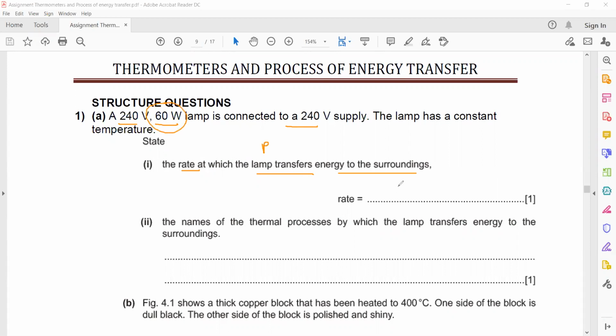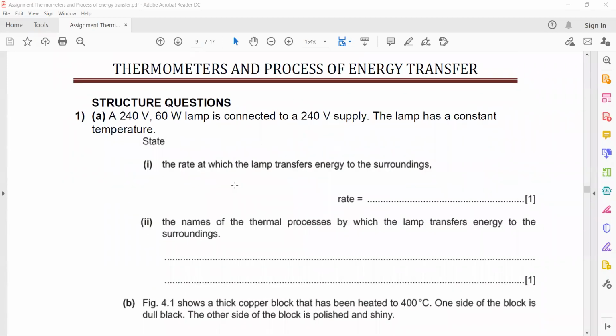So what is the answer? Simply you will write 60 watts, because the rate of energy transfer means power. Energy divided by time, that we call power. According to the units, 60 watt is the power of the lamp. The meaning of 60 watt is that it will transfer 60 joules in 1 second.